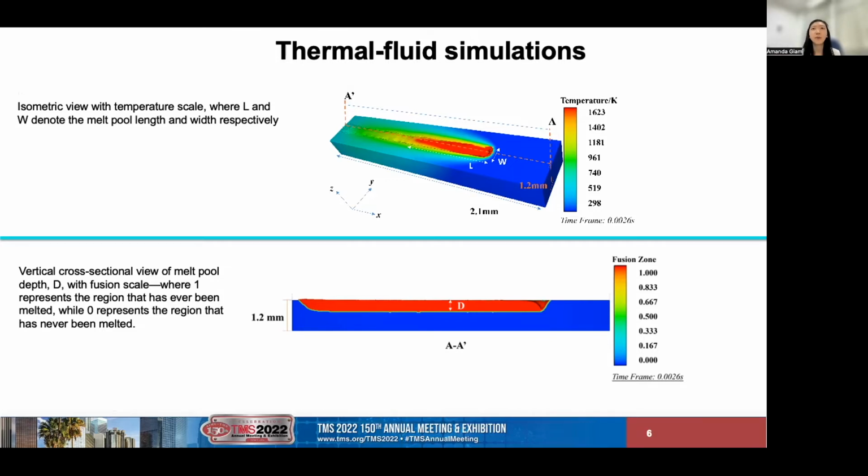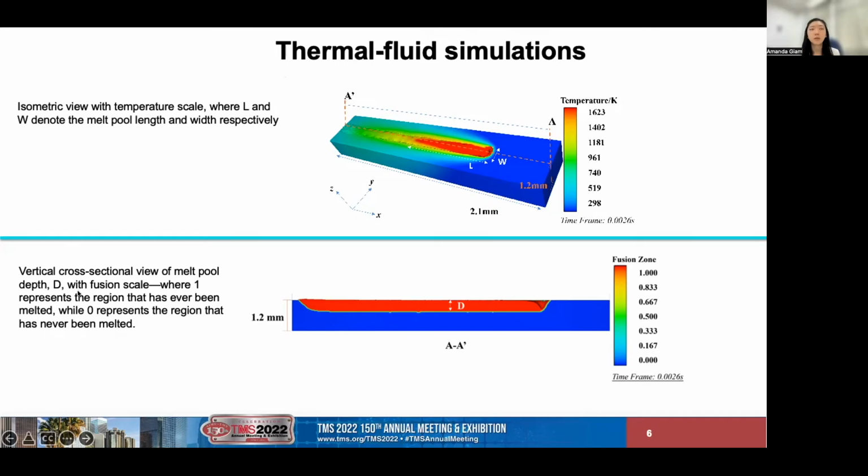So this is a typical result of our simulation, whereby on top we have an isometric view with the temperature scale showing the block, and below we have a vertical cross-sectional view of the melt pool. And so we can see the melt pool depth is marked out by D in the figure.